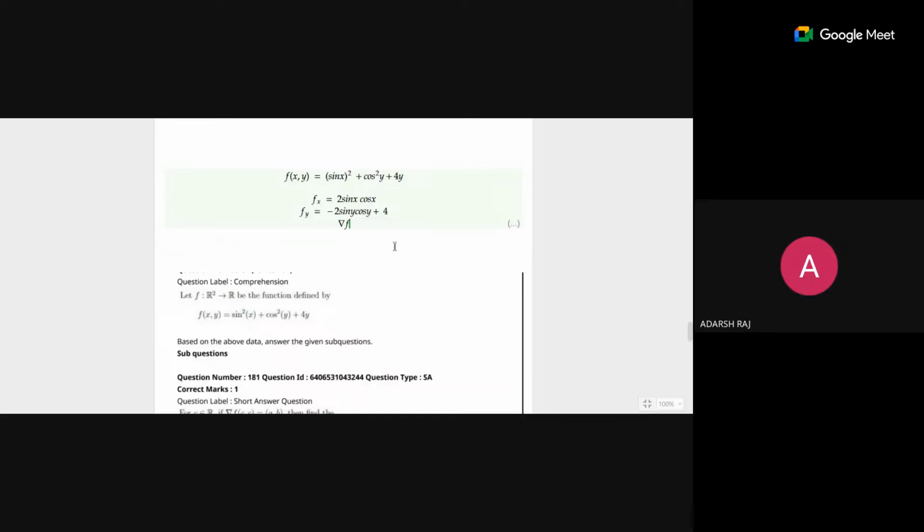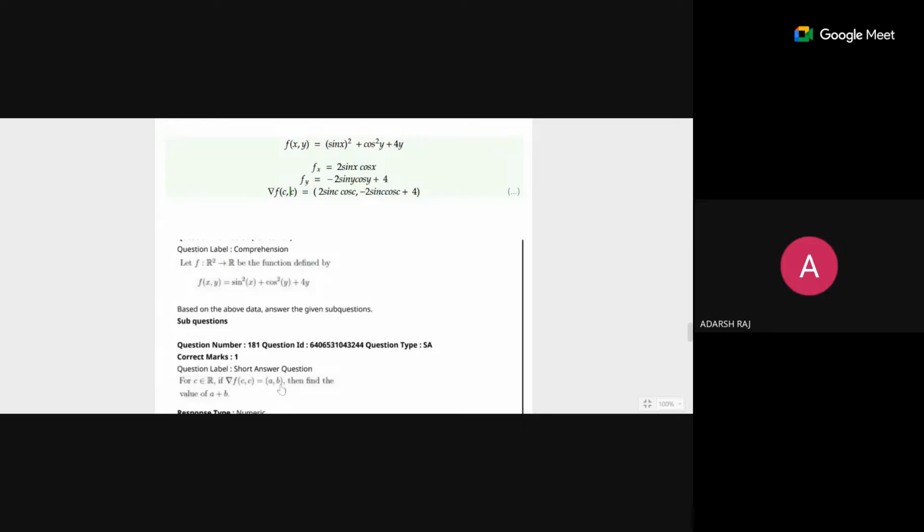Now to find the gradient of the function at c comma c. So what will the value be? It is basically 2 sin c cos c, which is sin 2c. So 2 sin c cos c, and comma this value, minus 2 sin c cos c. So this is our gradient of the function at c comma c, and this value is a comma b.